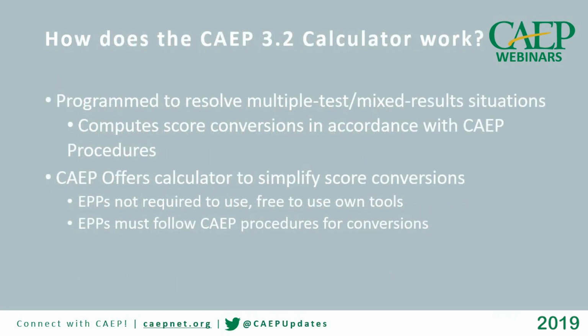So how does it work? The calculator's been programmed to resolve this multiple test, mixed results situation by computing score conversions in accordance with CAEP policies and procedures. It does this by simplifying the score conversions and giving you the results of these conversions. EPPs are not required to use this calculator, even if they have a mixed test, mixed results situation. However, the EPPs must follow the CAEP procedures for these conversions.